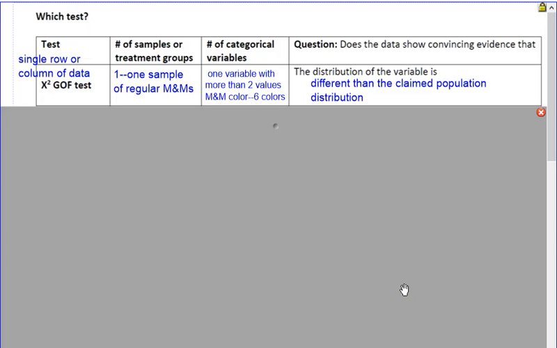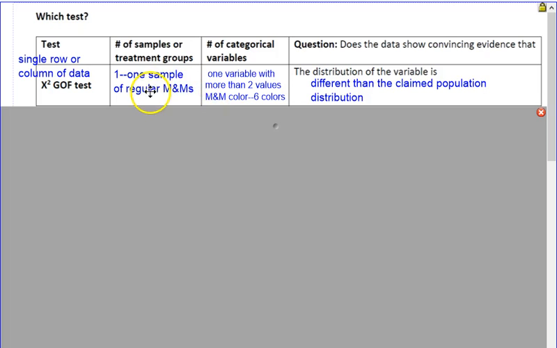Which chi-squared test do we use in different situations? I want to break down the goodness of fit test, the test of homogeneity, and the test of independence, and see how they're different from one another. The goodness of fit test: we have a single sample and we're measuring one variable. That variable has more than two values.